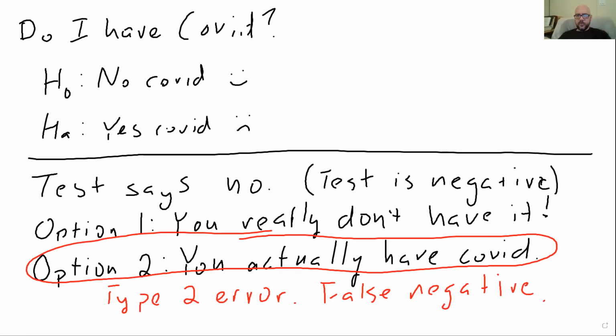The other one works similarly. I won't write this out on the screen, but let's say that the test says yes. The test comes back positive, which is to say, rejecting the null hypothesis. Well, you have 2 options then. You might not have COVID, which would be a false positive or a type 1 error, or you actually have it, and the test thinks you have it, so it's correct. Not necessarily happy news, but at least you know. So that's the basic idea of errors.